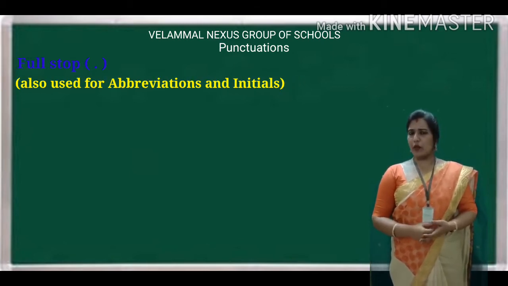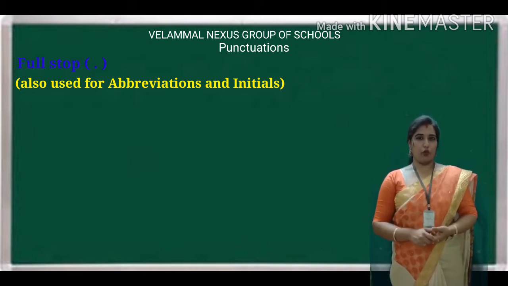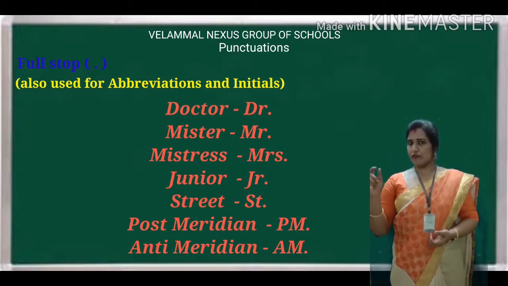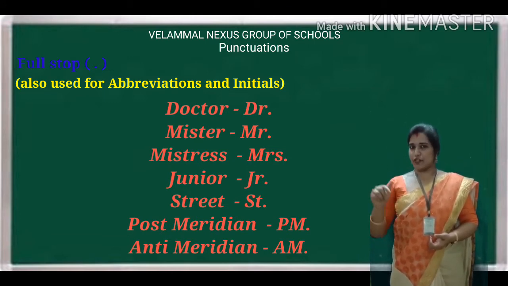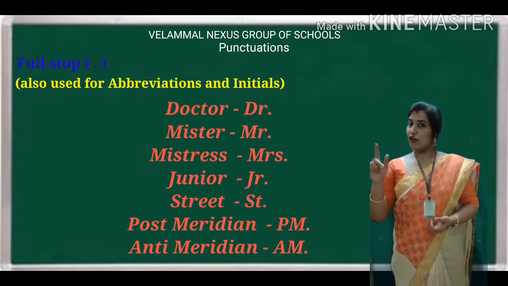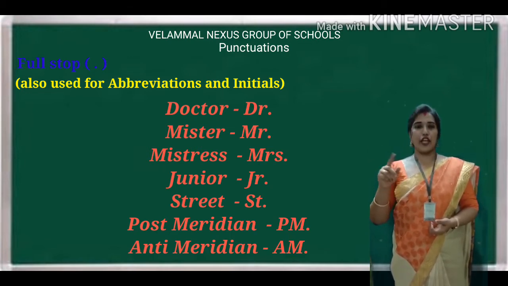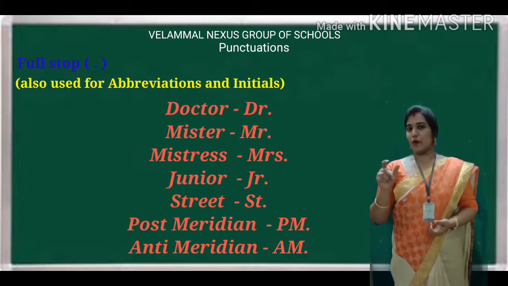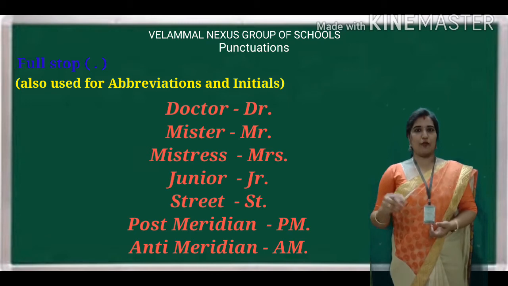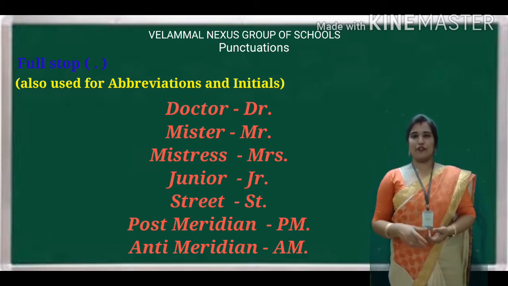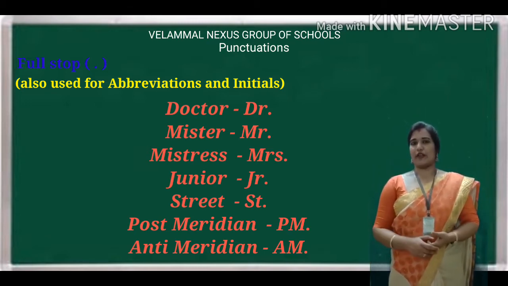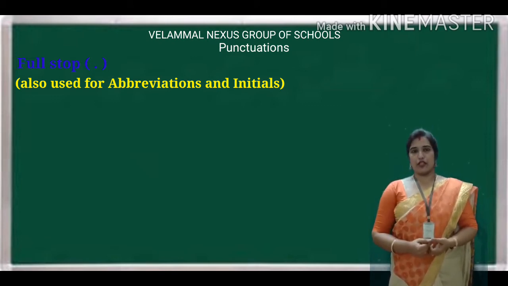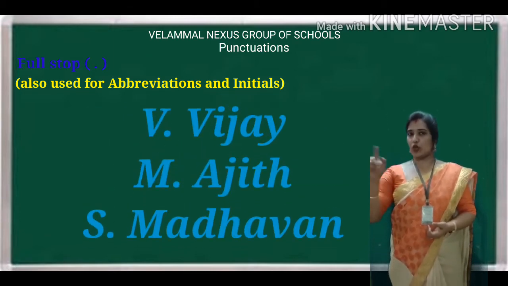Abbreviations. What is called abbreviations? It is a shortened form of a word. See, for example, doctor, we use Dr. with a dot. Okay, the full stop. Mr., M-R, full stop. Mistress, Mrs., full stop. Junior, Jr., full stop. Street, St., full stop. Post-meridian, P.M., full stop. Ante-meridian, A.M., full stop. Like that, it goes on. Okay children, now for the next, initials also take the full stop, children, like V. Vijay.